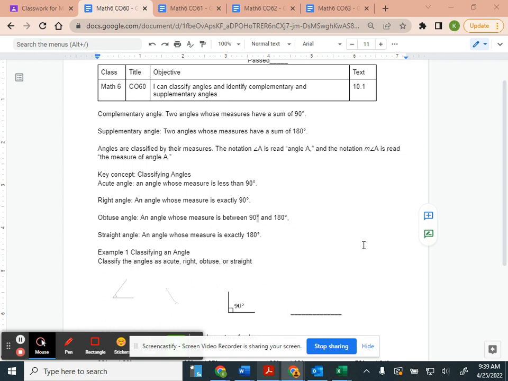Okay. A complementary angle is two angles whose measures have a sum of 90 degrees. So what does sum mean, Anthony? It's like the equals of addition. Addition. So it is the answer to an addition problem. So if you add up two angles and they equal 90 degrees, then those are complementary angles.